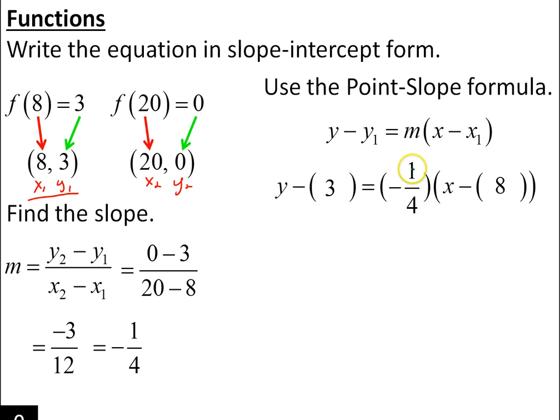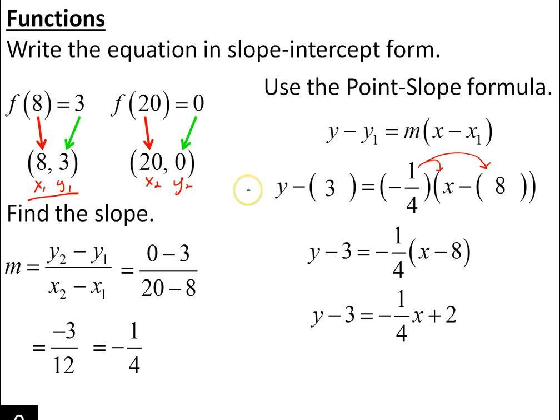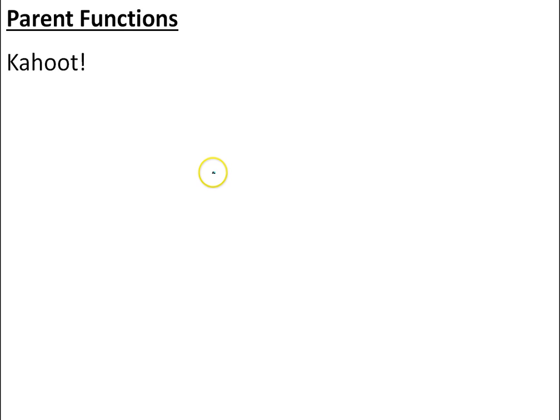So now I want to distribute this in. So -1/4 times x and a -1/4 times 8. So watch the sign. A negative times a negative will give us a positive. And now we add 3 to both sides, and we get y equals -1/4 x plus 5. We'll talk about the parent functions on Kahoot.